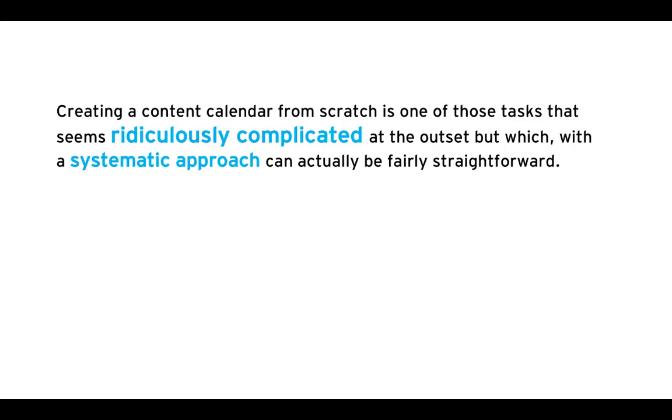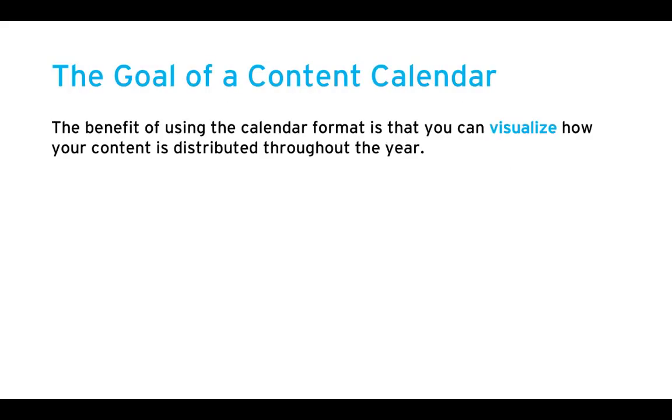But first, it may sound ridiculously complicated at the beginning. But if you put it together with a systematic approach, it can be pretty straightforward. And here's how. The goal, you've got to make sure you have a really good goal. A content calendar lets you look at the year in advance. It lets you visualize it, and visualization is a really great thing.